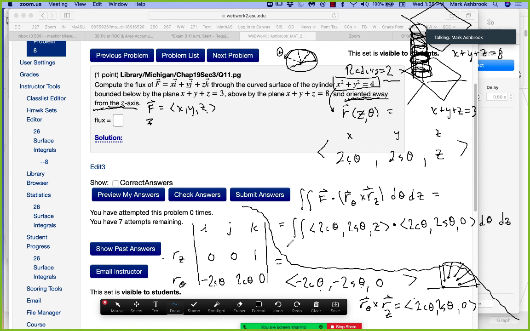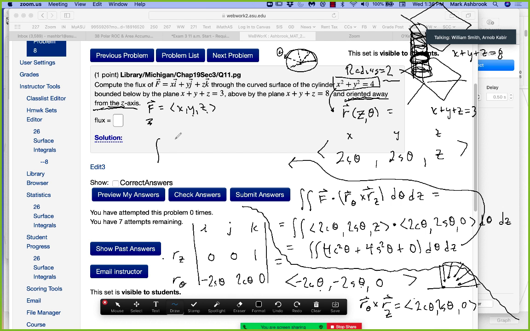Okay, and so then that equals the double integral of the dot product: 4 cosine squared, 4 sine squared, 0. And I'm running out of room here, so I'll take it back up over here. Sorry. So what does this integrand become? 4 cosine squared theta plus 4 sine squared theta is? 4. And then we have d theta dz.